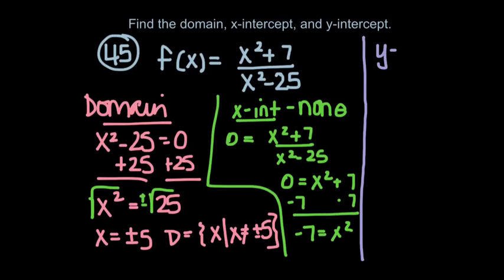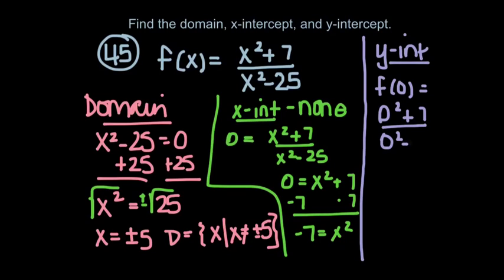For my y-intercept, it still involves finding f of 0. That gives me 0 squared plus 7 over 0 squared minus 25. So that's 7 over negative 25. So my y-intercept would be the point 0, comma, negative 7/25.